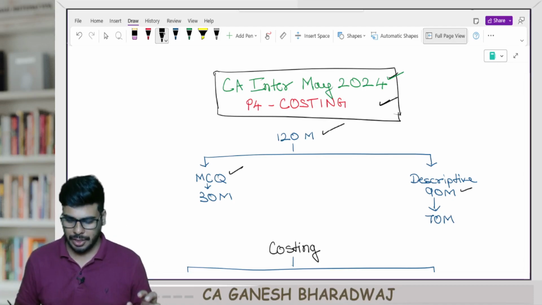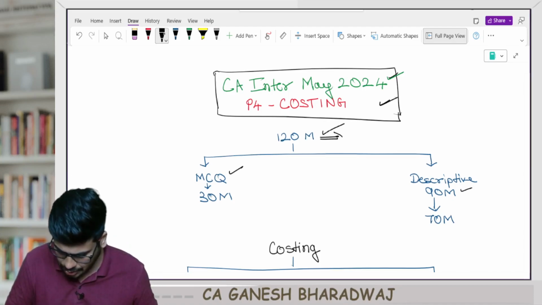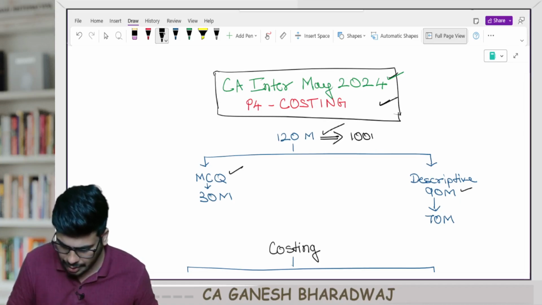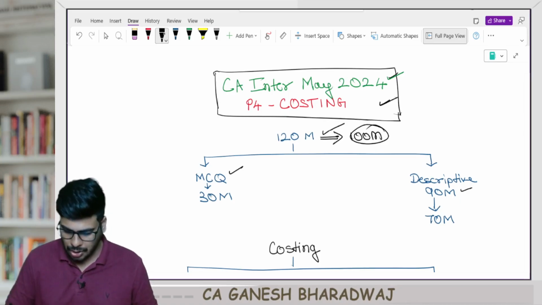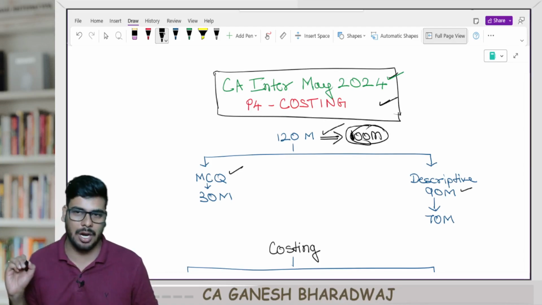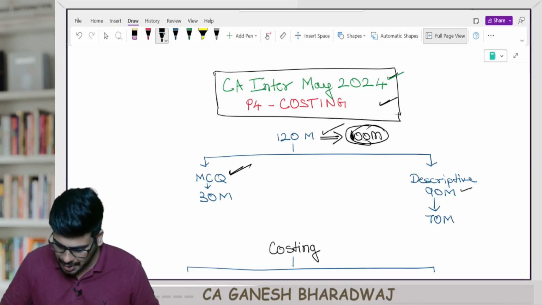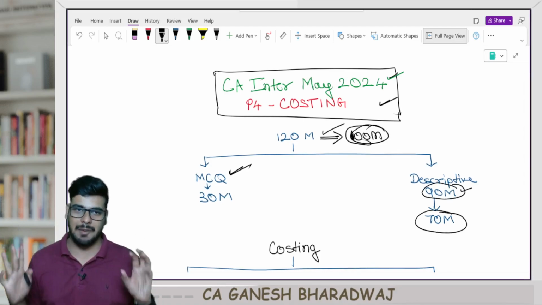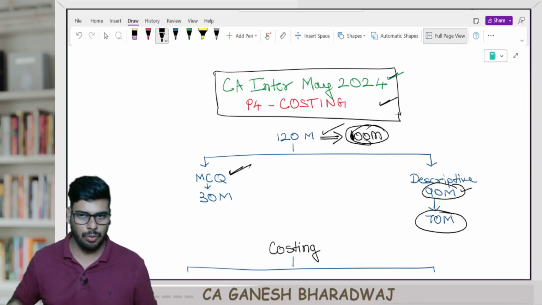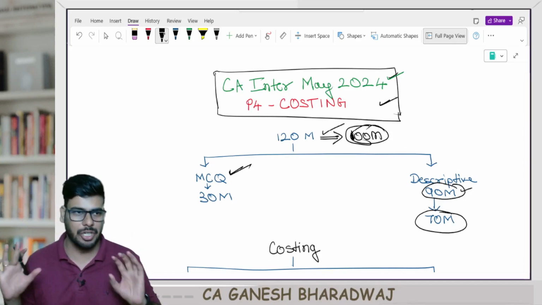But overall, we know that out of this 120 marks, you need to write for 100 marks, correct? Right? So out of this 120, you need to write for 100 marks. MCQ is 30 marks. They have given it for sure, which means out of the remaining 90 marks, you need to attempt for 70 marks, right? This is how your testing pattern is going to be, right?